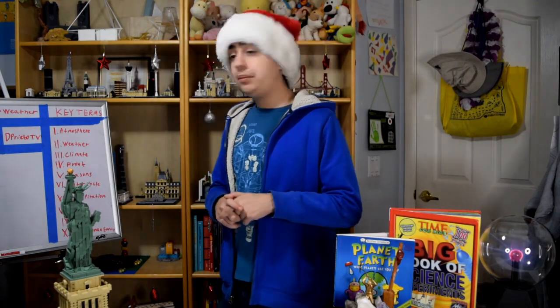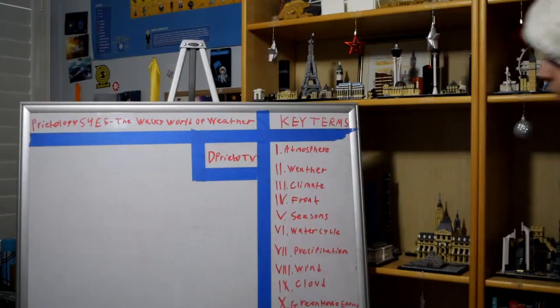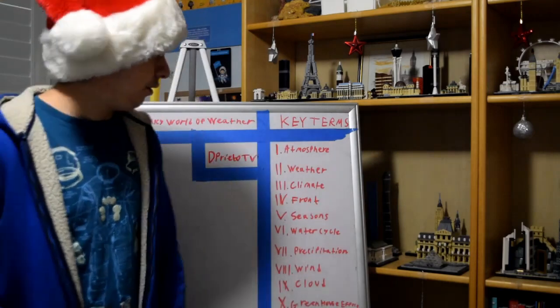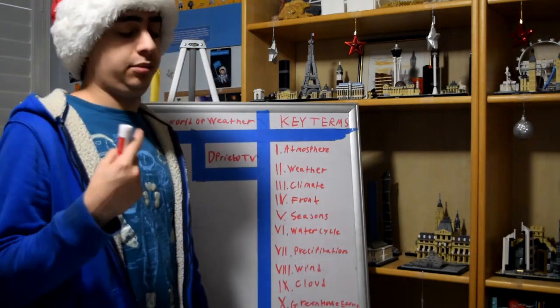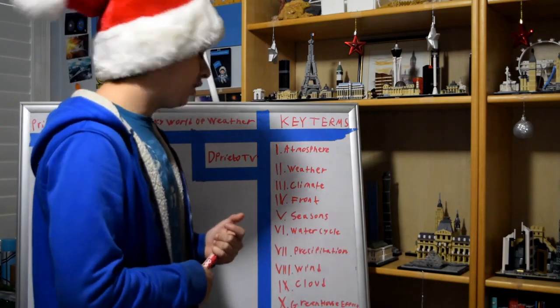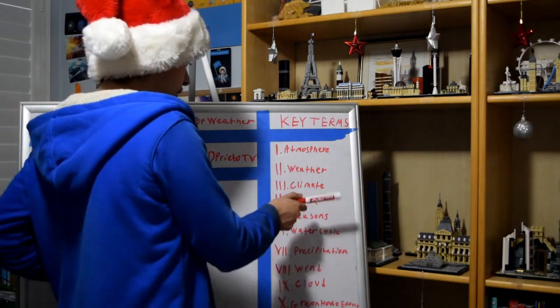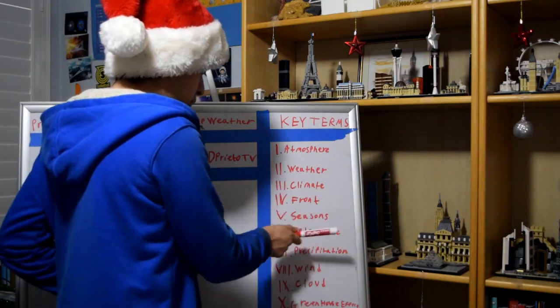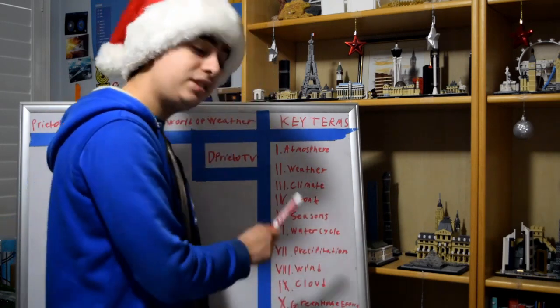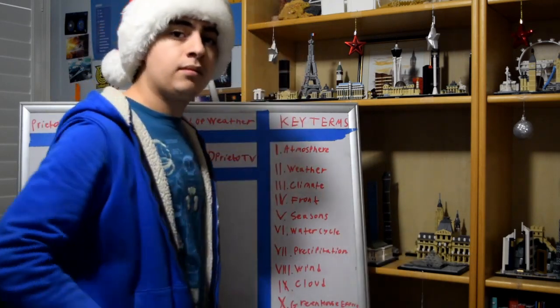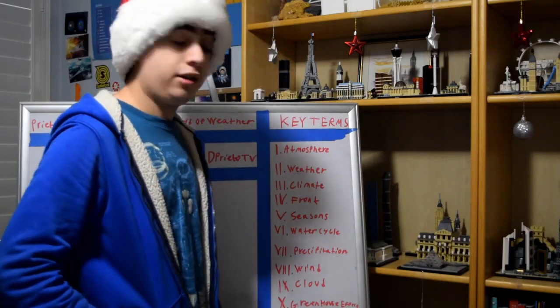Well, let's waste no more time. Let's go over the key terms. Here in our penultimate episode, the wacky world of weather, we got 10 terms today. We're at the max amount of terms now, like I said at the beginning of the season. We got the atmosphere, weather, climate, front, seasons, water cycle, precipitation, wind, clouds, and the greenhouse effect. Let's get started on our first term.